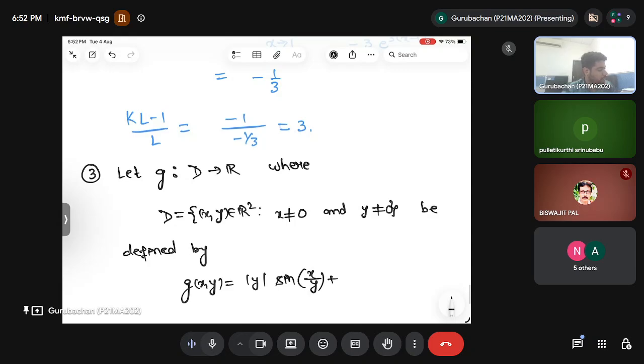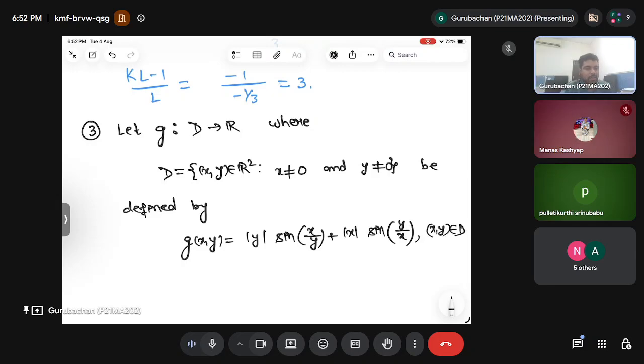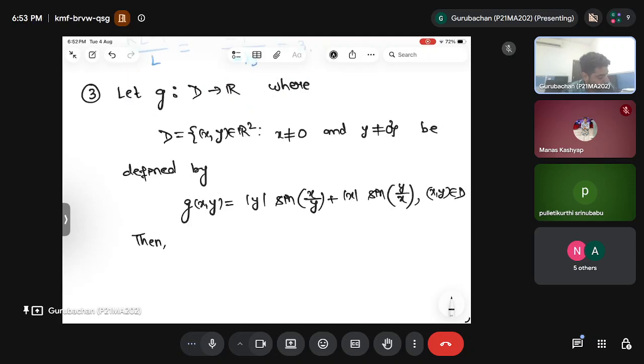Can anybody tell me why I'm taking this kind of domain? Sin 0, 0, sir. In the denominator, x and y are coming. Yes, if x or y is 0, your function will not be defined. So then examine the limit as (x, y) tends to (0, 0) of g(x, y), because the limit may or may not exist.